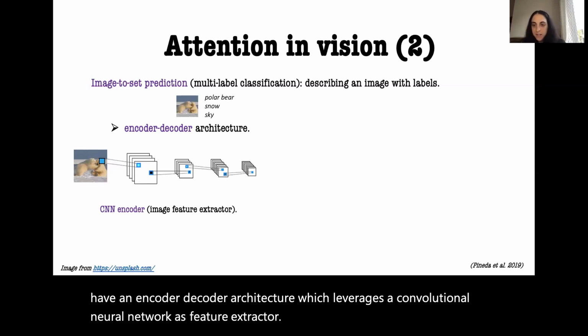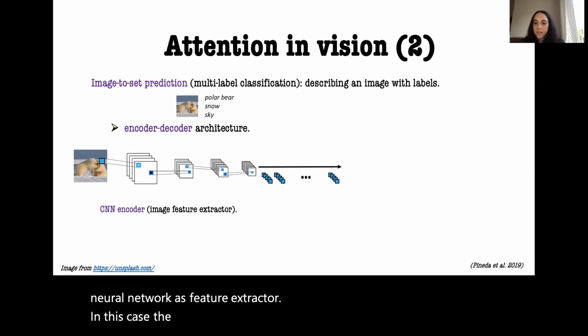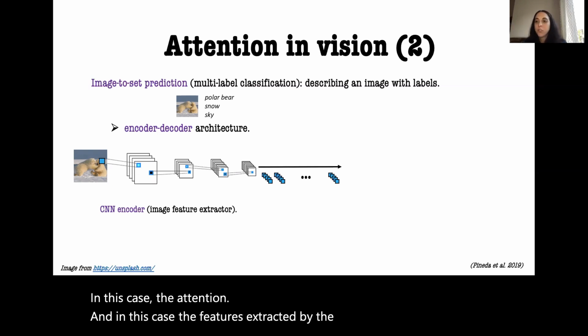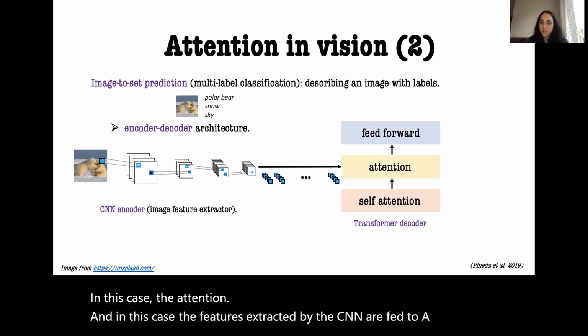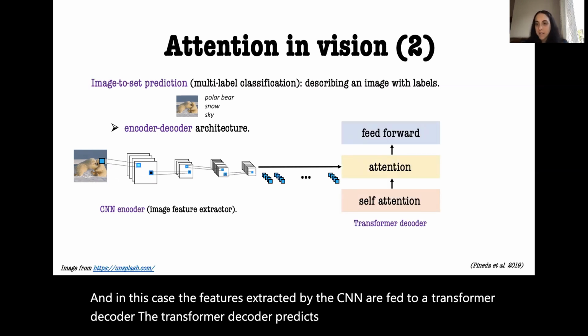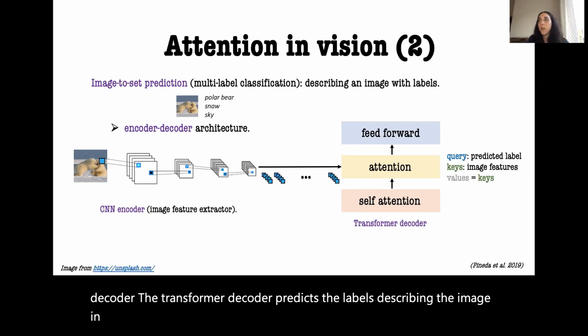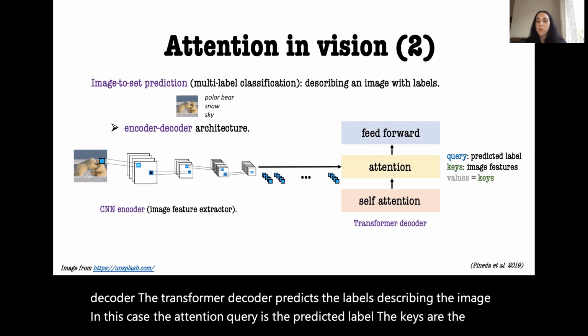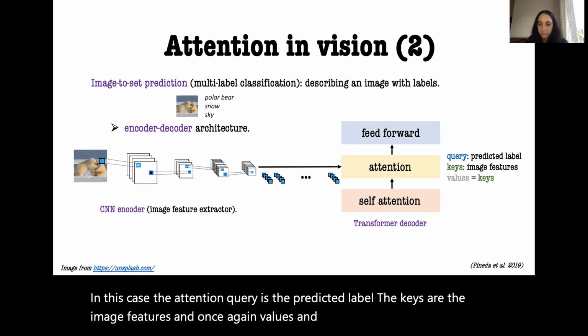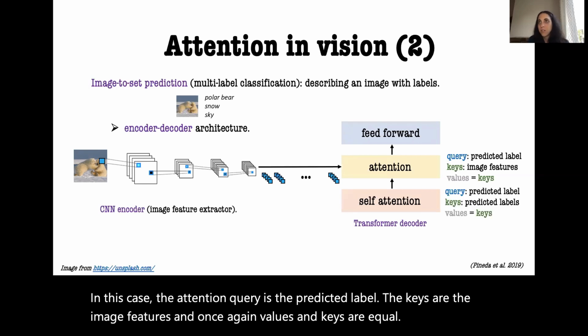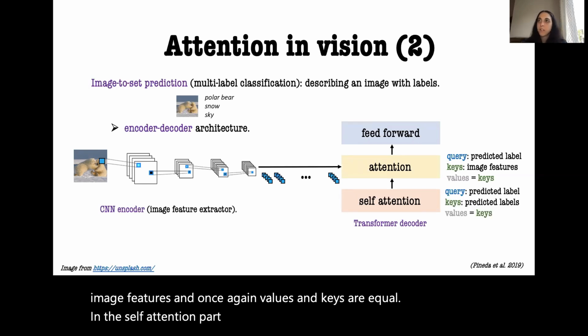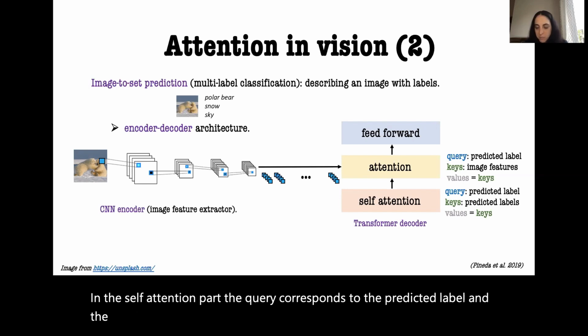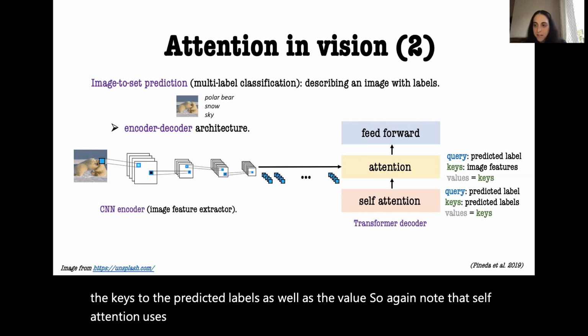In this case, the features extracted by the CNN are fed to a transformer decoder. The transformer decoder predicts the labels describing the image. The attention query is the predicted label. The keys are the image features, and once again, values and keys are equal. In the self-attention part, the query corresponds to the predicted label, and the keys to the predicted labels as well as the values. So again, note that self-attention uses the same as query, keys and values.